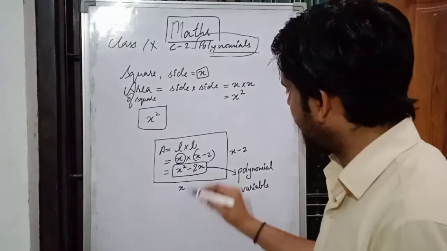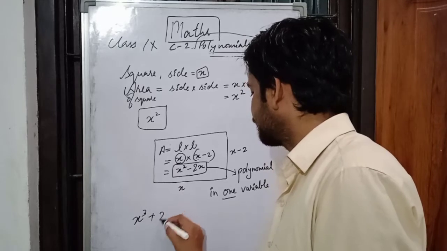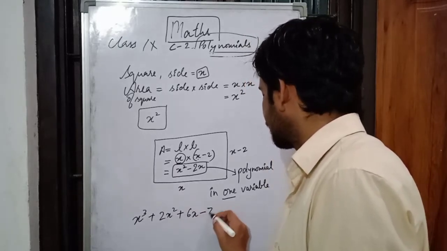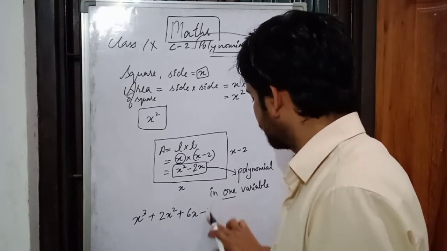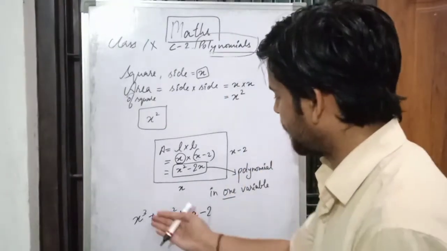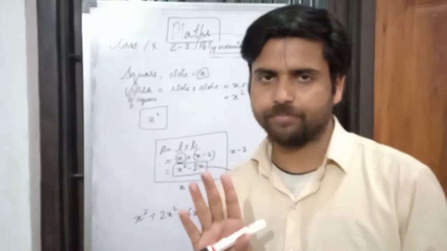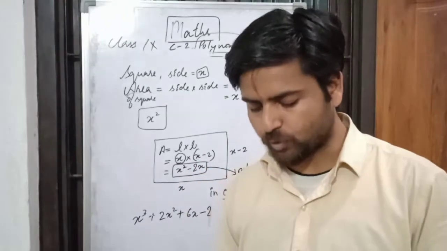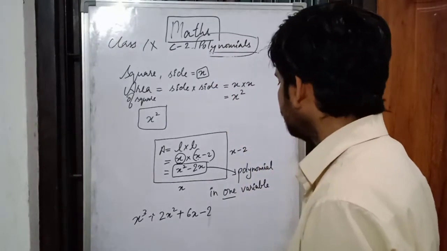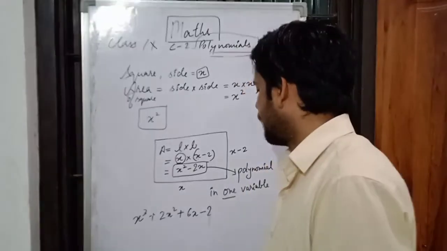Similarly, you can have whatever. Let's say this is also a polynomial in one variable. The power can be anything, but the type of variable you will see is only one type. So that polynomial will be called a polynomial in one variable. I hope it is understood. Yes or no? I hope so. It is understood. All right.